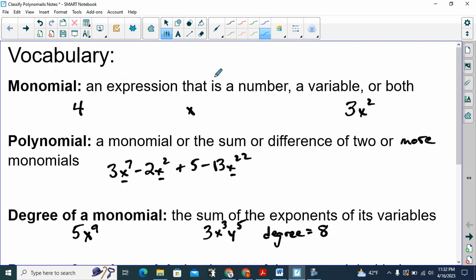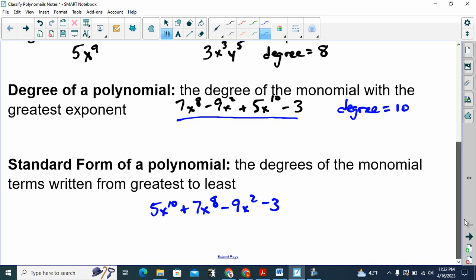So going back to that last example down here at the bottom, this one would have 1, 2, 3. This one has 4 terms. So it doesn't have a special name, monomial, binomial, trinomial. It's just considered a polynomial with 4 terms.